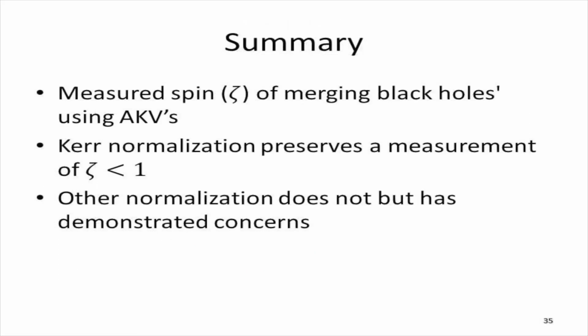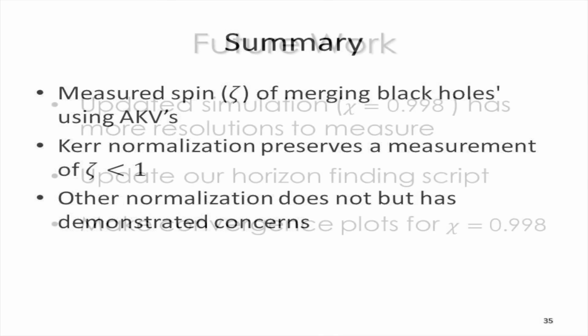In a bit of a summary, we measured the spin zeta of merging black holes using approximate killing vectors. The preferred Kerr normalization preserves a measurement of zeta less than 1, which stands to contradict the linear trend prediction from Lovelace's earlier paper. The other normalization does not, but has demonstrated concerns. It doesn't converge well, and like I said, Dr. Owen is concerned that it would have errors anyway.